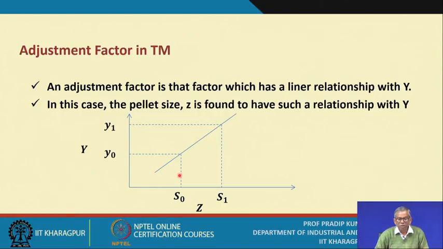Now, what is an adjustment factor? An adjustment factor is that factor which has a linear relationship with y. Usually you will find that y is a function of, say, n number of x's. n may be 10, n may be 7, in certain cases n may be 20, even in certain cases the value of n could be as high as 100.